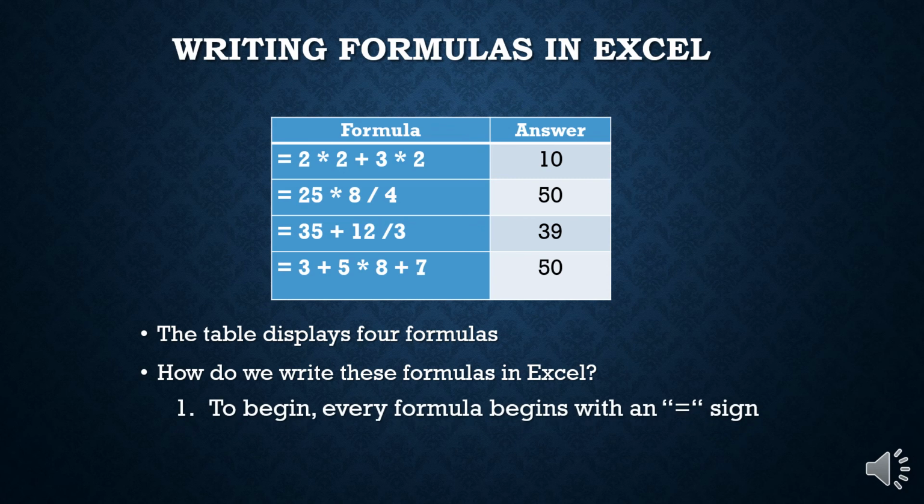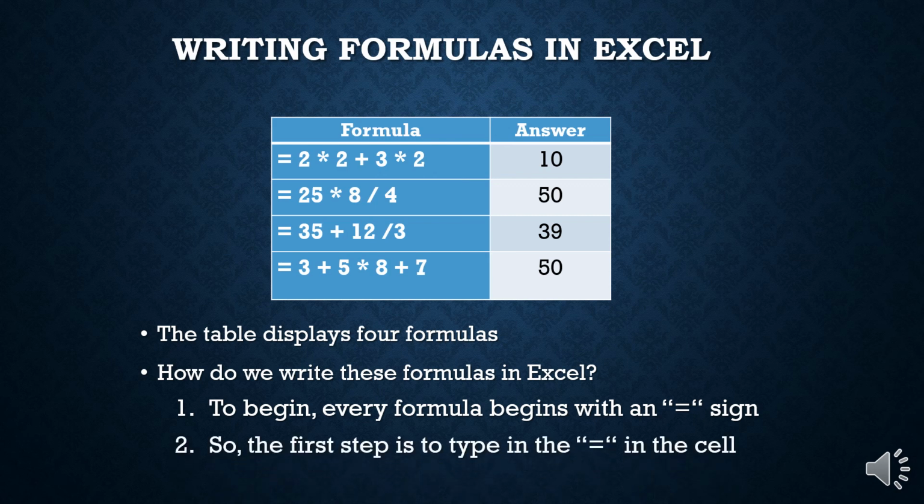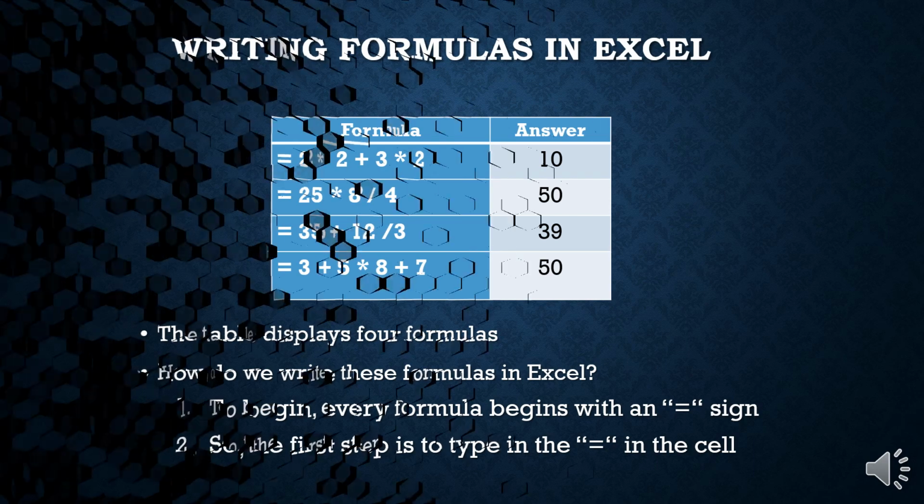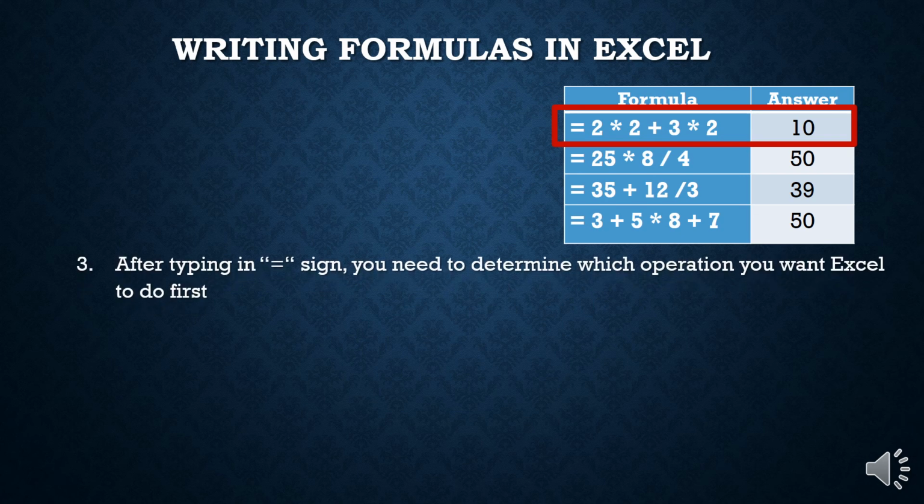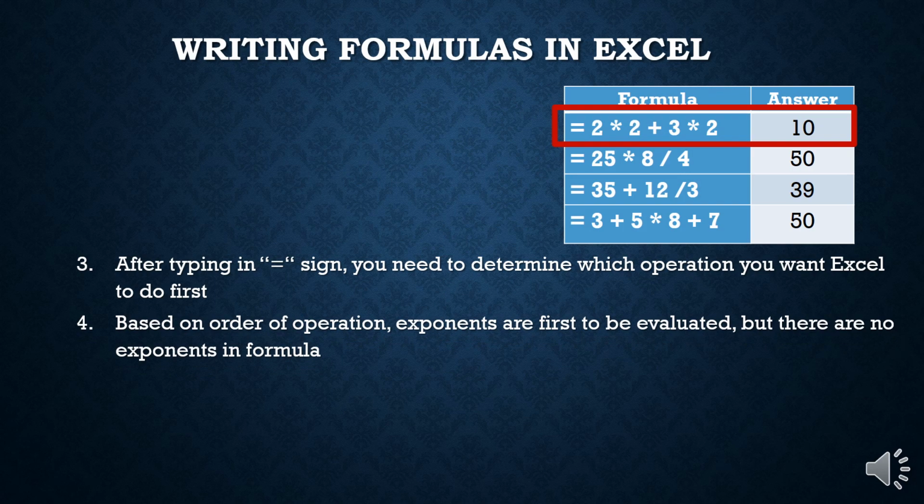To begin, every formula must begin with an equal sign. So the first step is to put our cursor in the cell where we want the answer and then type in the equal sign. We will first write the formula for the first example. After typing in the equal sign, we need to determine which operation we want Excel to do first. Based on the order of operations, exponents are first to be evaluated, but there are no exponents in the formula.